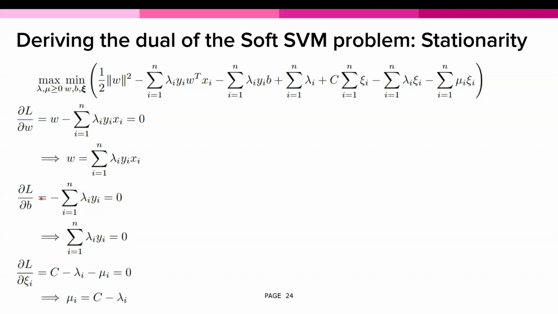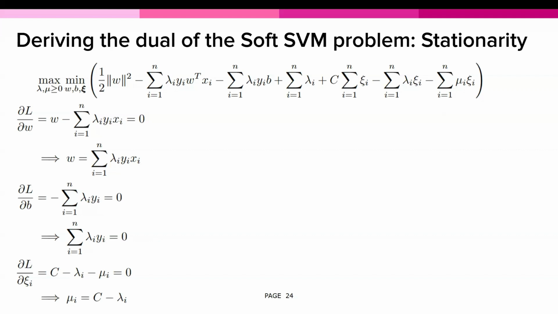So next, let's differentiate the Lagrangian with respect to the bias term b. And so only the third term is relevant here. And so setting this derivative to 0 leads to the constraint that the sum of lambda sub I times y sub I over all data points must be 0. This is also what we saw in the hard margin SVM. Essentially, it ensures that the decision boundary is correctly balanced between the two classes and that the constraints are satisfied across the entire data set.